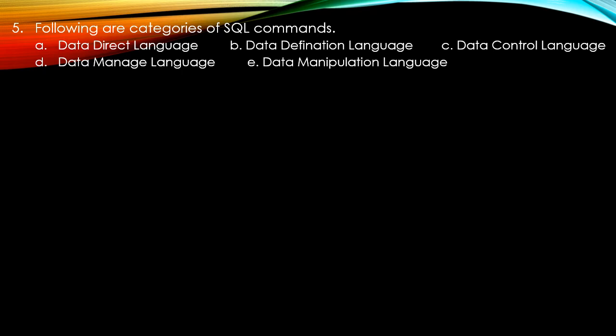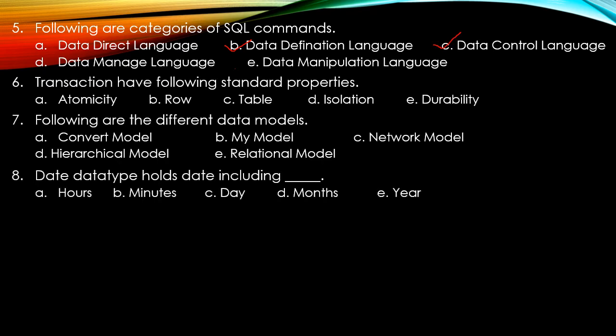Okay, so see here, following are the categories of SQL commands. SQL commands के कौन से categories है? See, categories or types of SQL command, which are they? Data definition language, that is DDL, DCL, data control language, and DML, that is data manipulation language. So from these options we can say that data definition language is the correct option, data control language is the correct option, and lastly data manipulation language is the correct option. So I will tick that. Okay, this is the correct option.